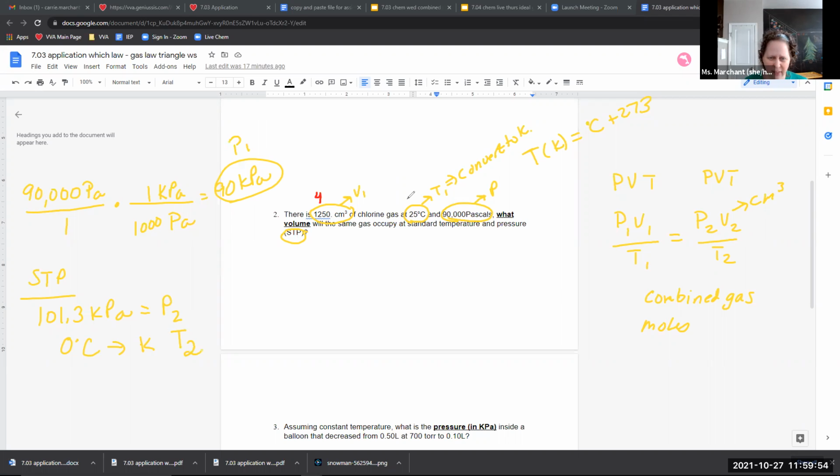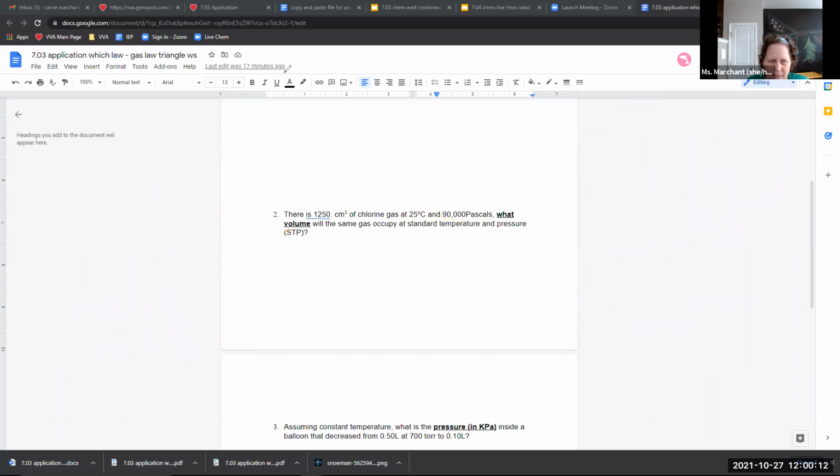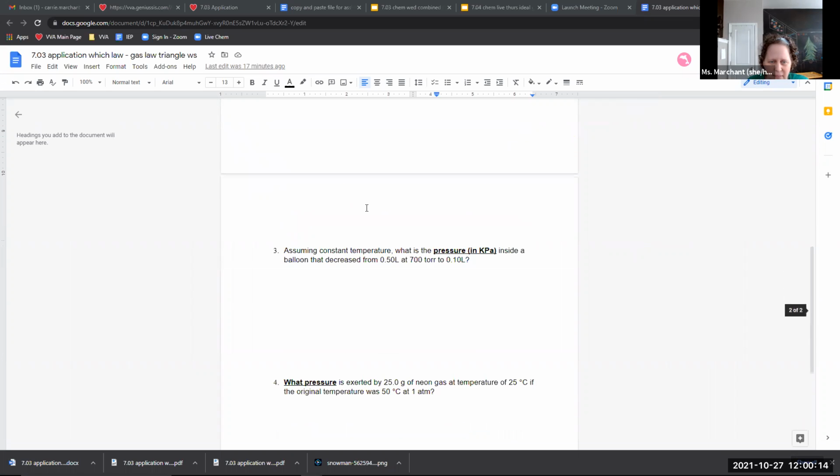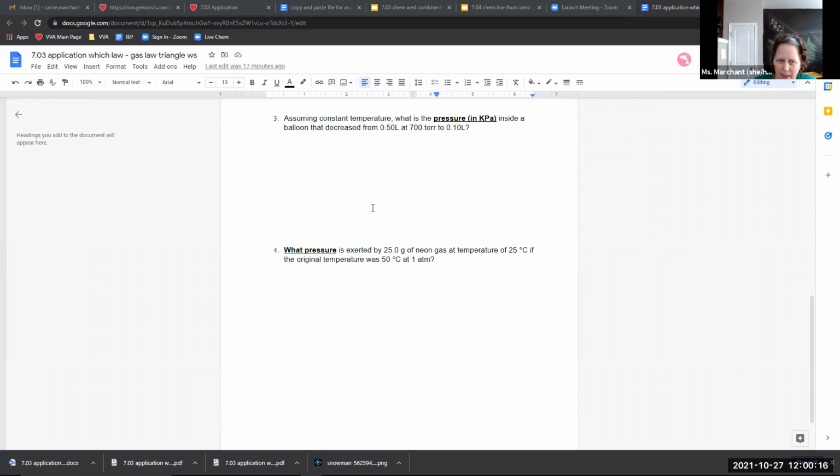What about sig figs? I have 4 sig figs here, 2 sig figs here, and only 1 sig fig there. So make sure you round your answer to 1 sig fig because we always round to the least number of significant figures. Okay. Assuming constant temperature, I already told you right off the bat, assuming constant temperature. So that is your constant. So we're only varying pressure and volume, which is Boyle's law.